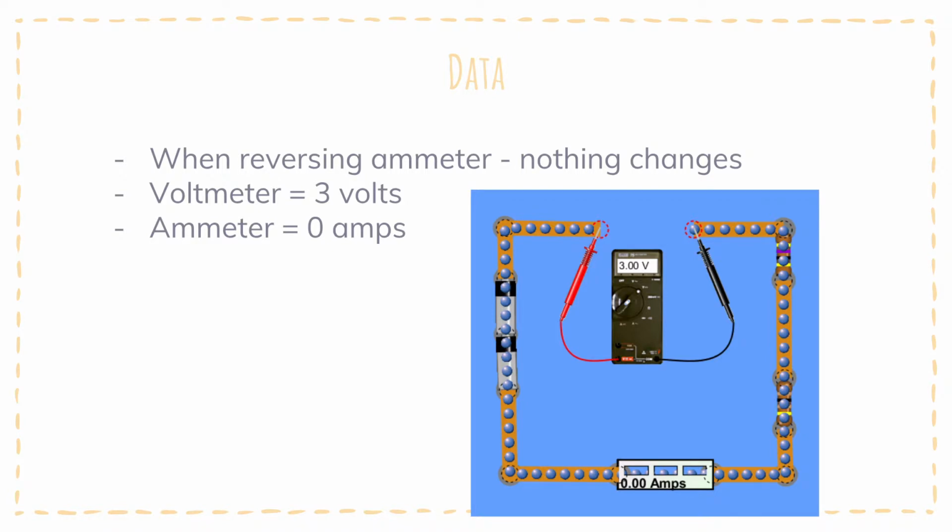Next, we see that when reversing the ammeter, nothing changes, and the voltage is equal to 3 volts, which is the sum of the voltage of the batteries, while the current is equal to 0 amps.